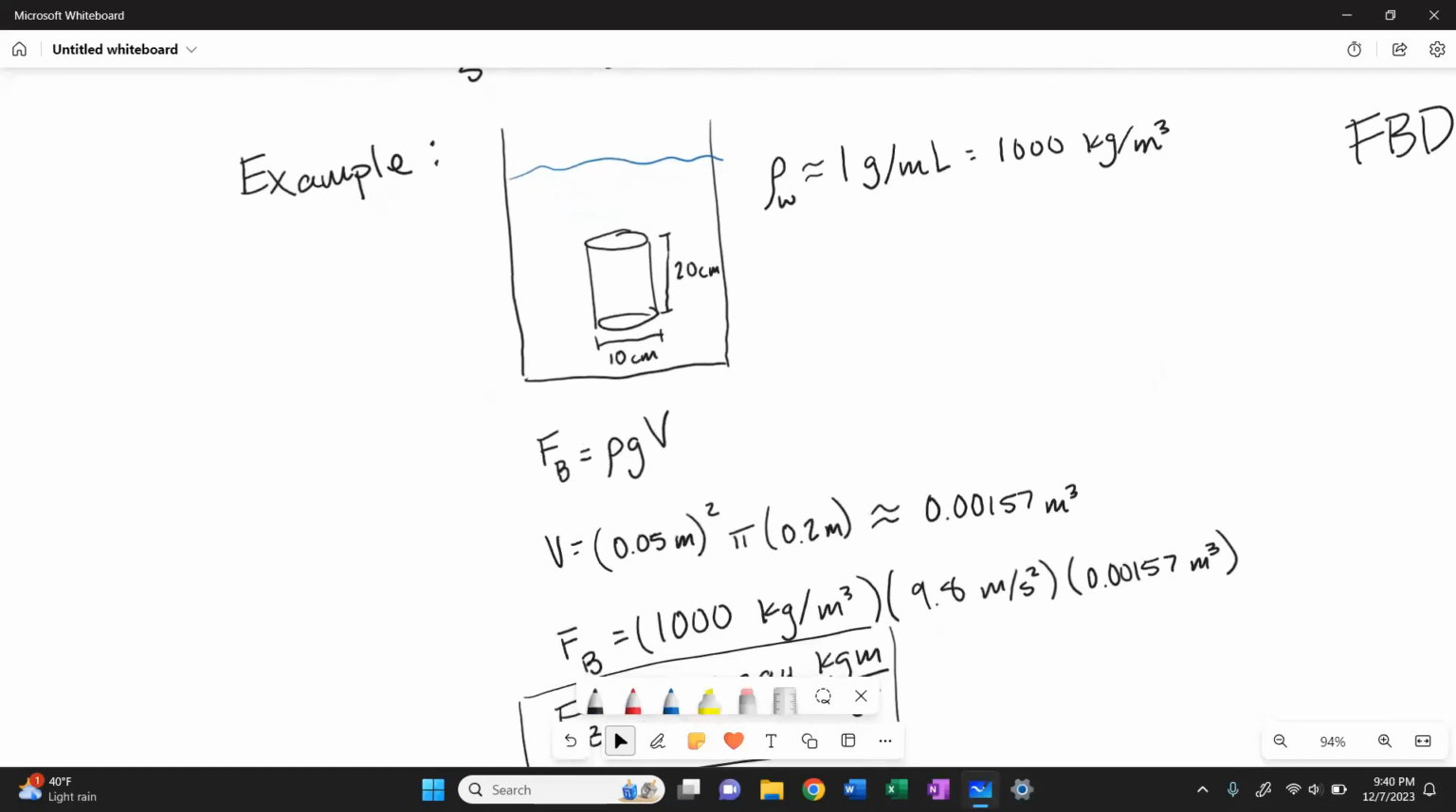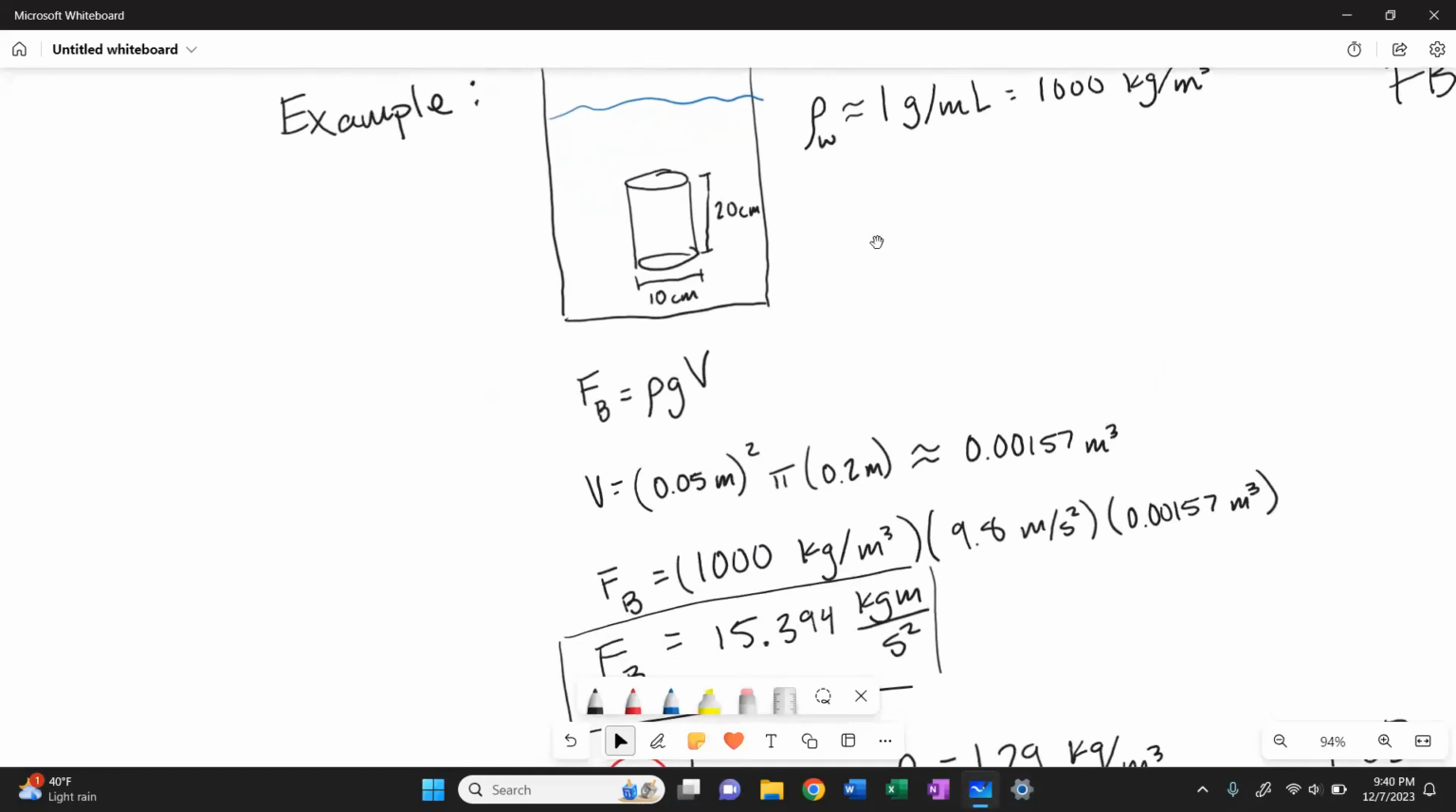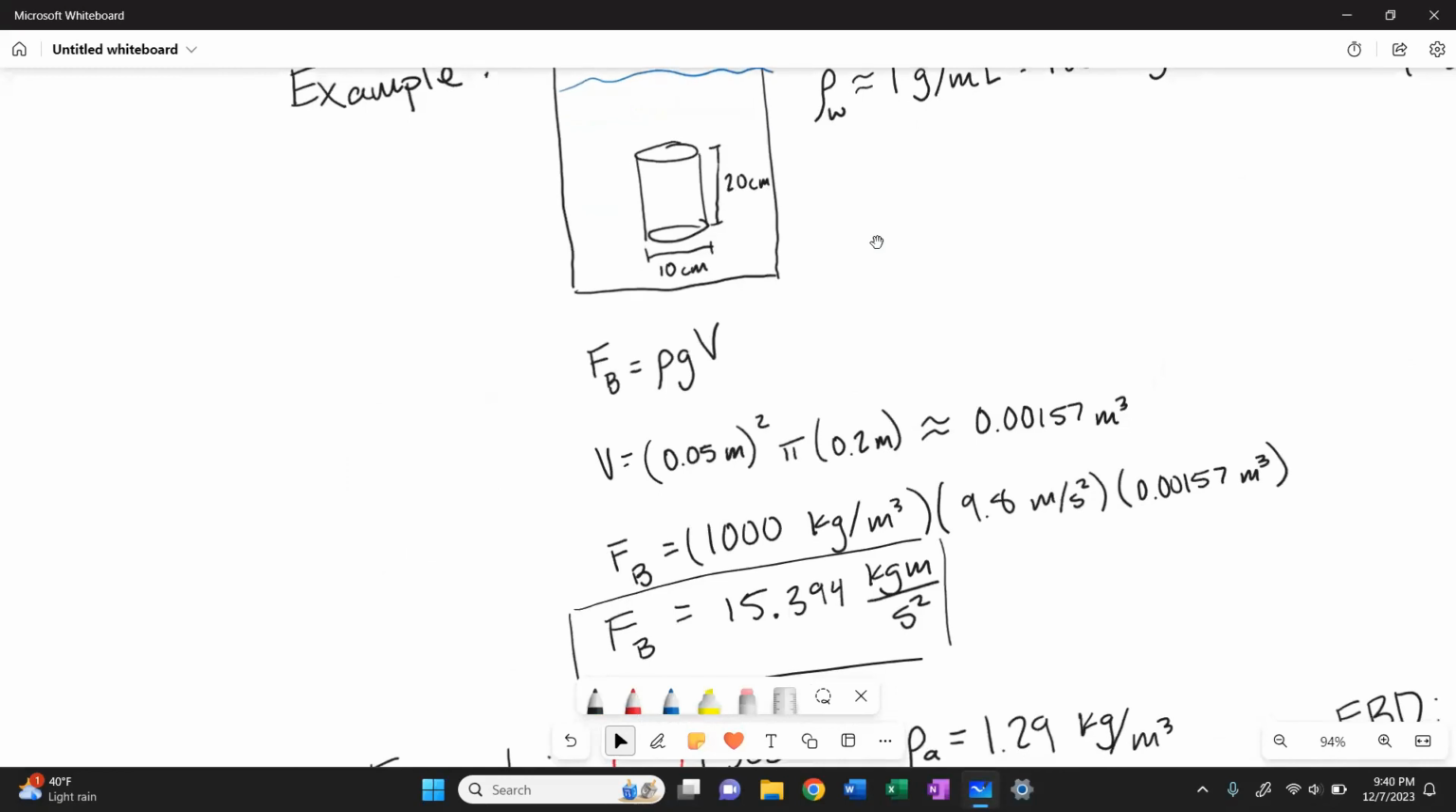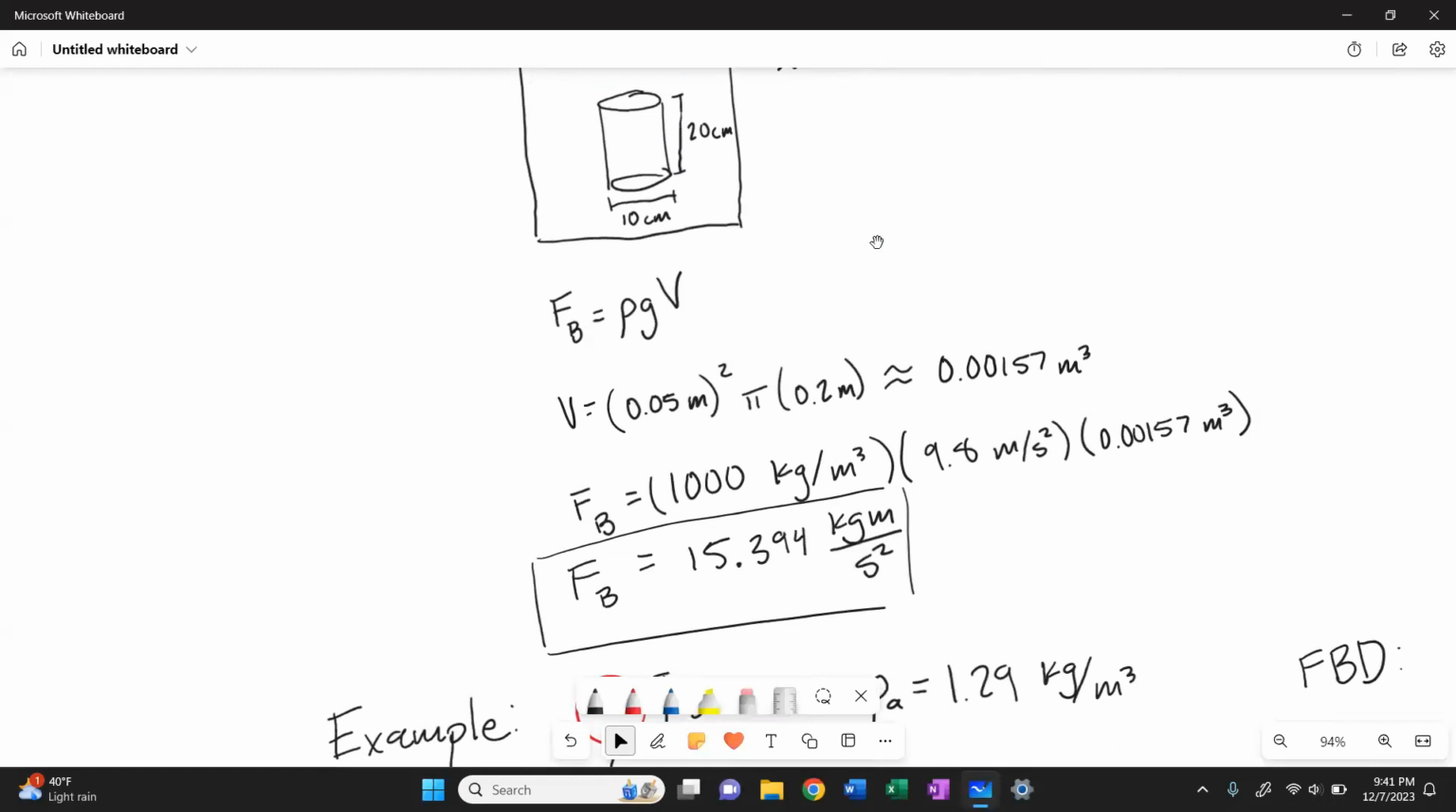And then as we plug in our defined volume, we can use our numbers here for radius and height. So we have 0.05 meters squared times pi times the height of 0.2 meters. It's going to be about 0.00157 meters cubed. When we plug in all our numbers, we'll get 1,000 kilograms per meter cubed times 9.8 meters per second squared times 0.00157 meters cubed. And we'll find that our force of buoyancy is 15.394 kilogram meters per second squared.